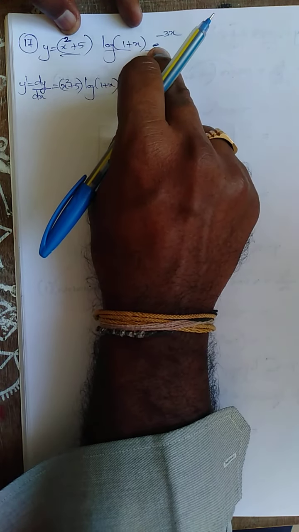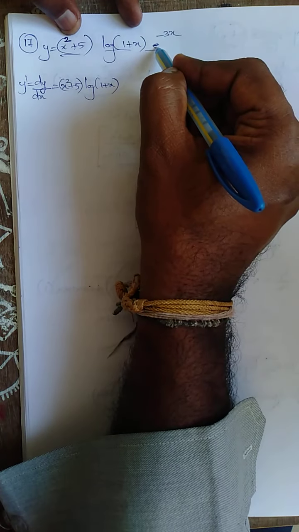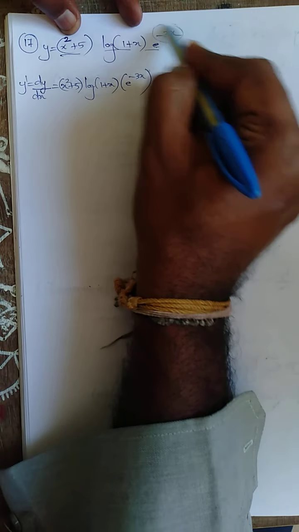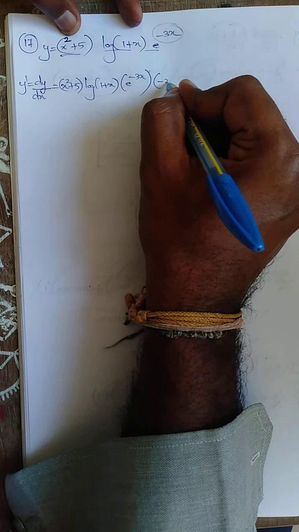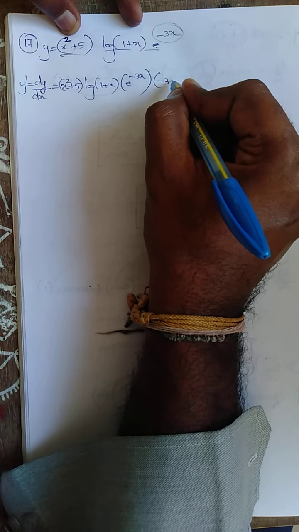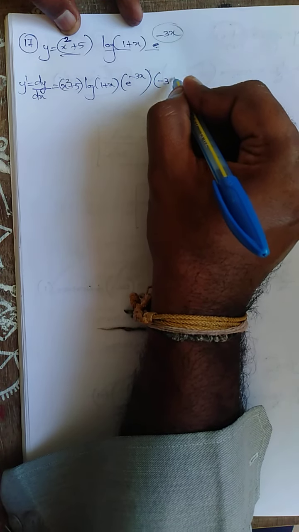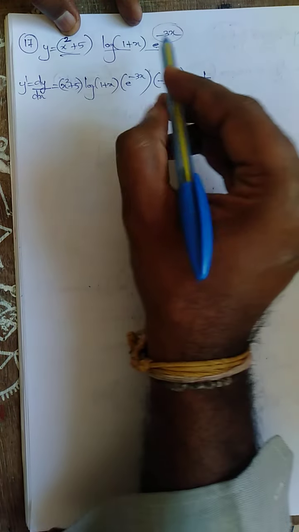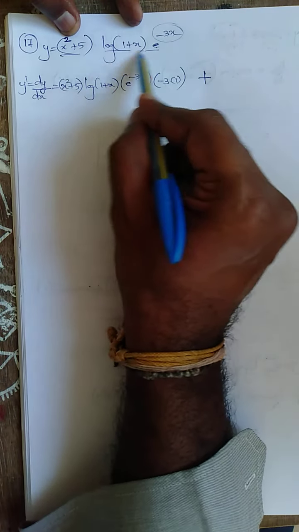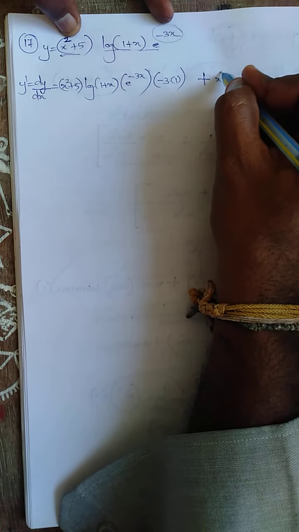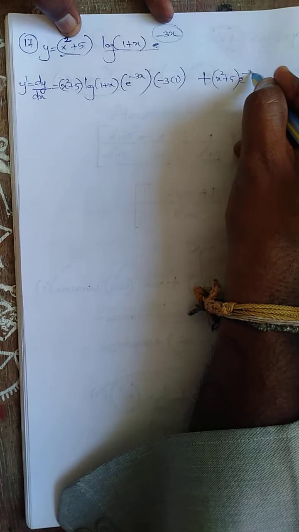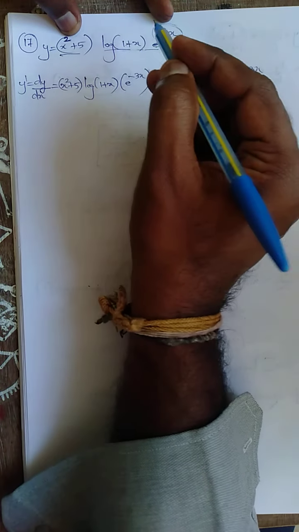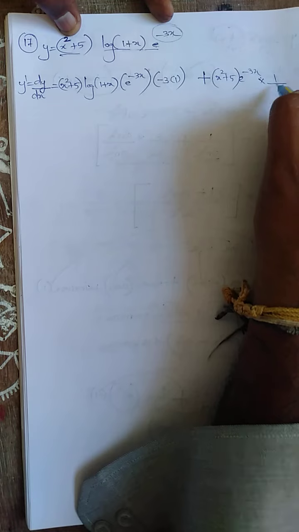You know differentiate of e power x is e power x. Differentiate of e power minus 3x, e power minus 3x, but minus 3x differentiate is minus 3, x differentiate is 1. Plus. Next, now I'm going to differentiate x square plus 5, so put x square plus 5 and e power minus 3x as it is. Log x differentiate is 1 by x. Log 1 plus x differentiate is 1 by 1 plus x.